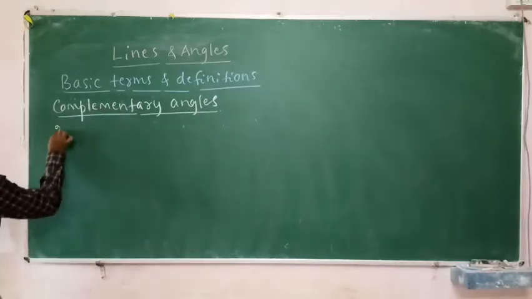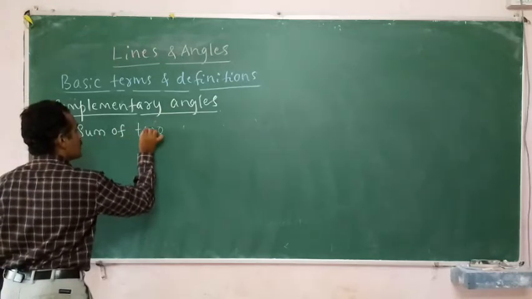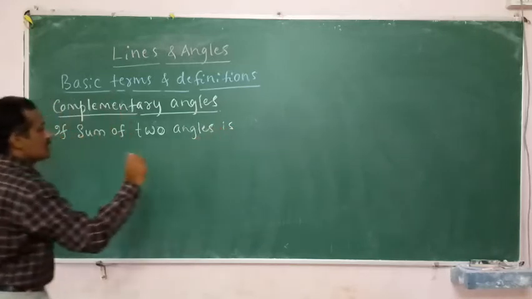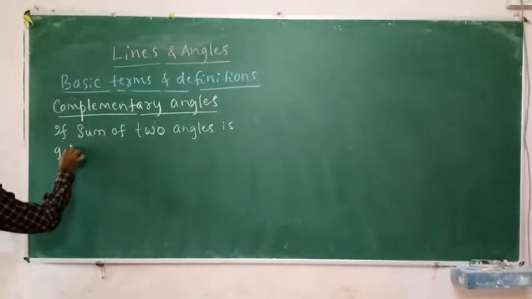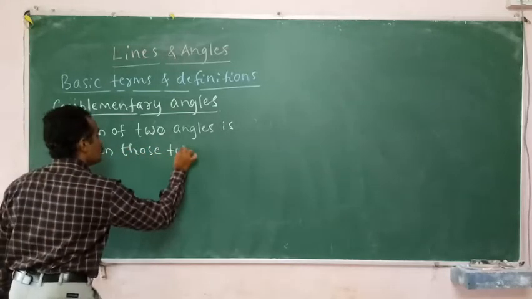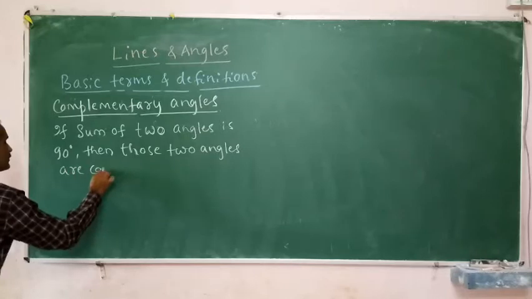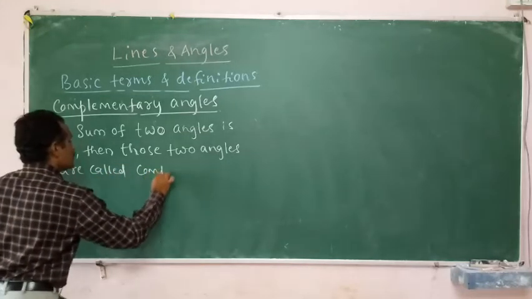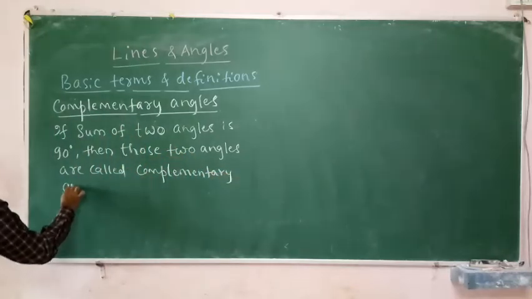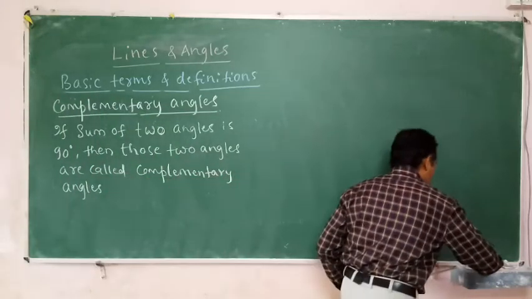If the sum of two angles is 90 degrees, then those two angles are called complementary to each other. Complementary angles. Let me draw a small figure for that.